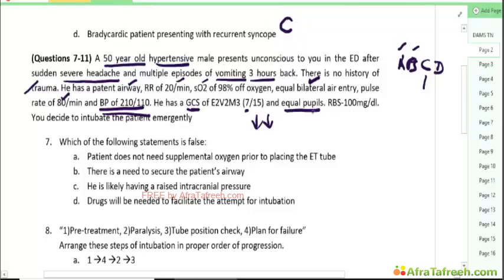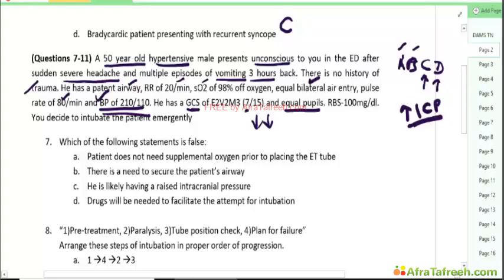Okay, so there is a lot going on. There is a problem in the circulation, there is a problem in the disability. With what you can see here, with such hypertension and unconsciousness, severe headache, there's a lot going on. The patient typically has a raised ICP. The following statement is false: patient does not need supplemental oxygen prior to placing an ET tube.